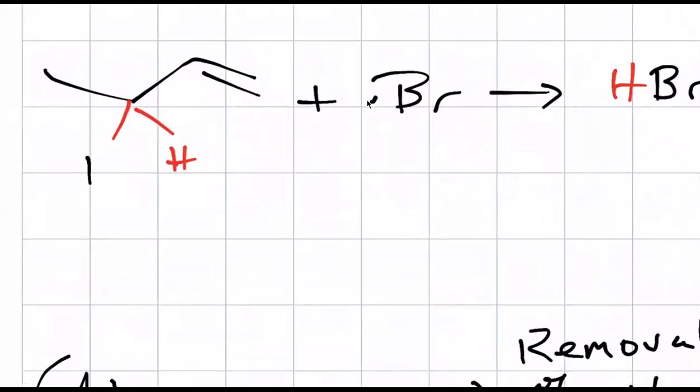So what do I get when I remove a hydrogen radical from here? What should I get? And how does it happen? You should remember this from part 1. You're going to get a hydrogen radical, which is already paired up with bromine, right?